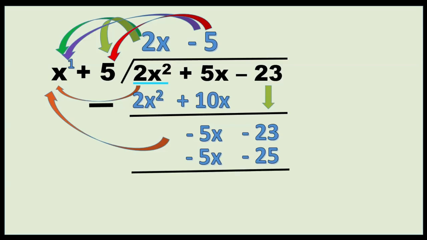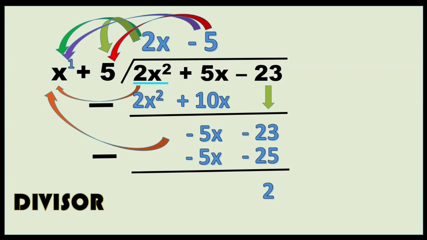The next step is to subtract. Negative 5x minus negative 5x is 0. Then negative 23 minus negative 25. Again, we change the sign of the subtrahend, changing negative into positive. So negative 23 plus 25, the answer is positive 2.